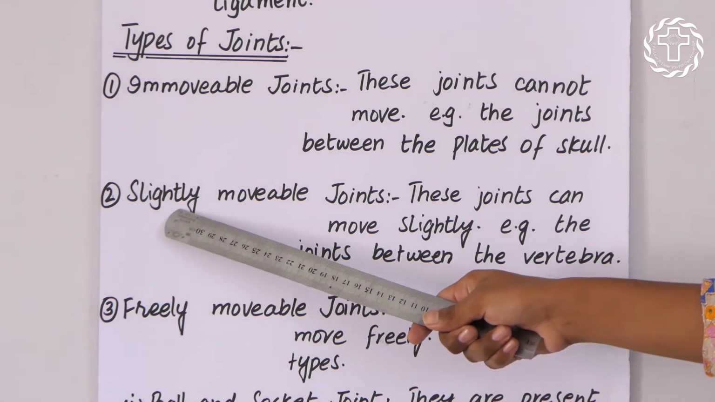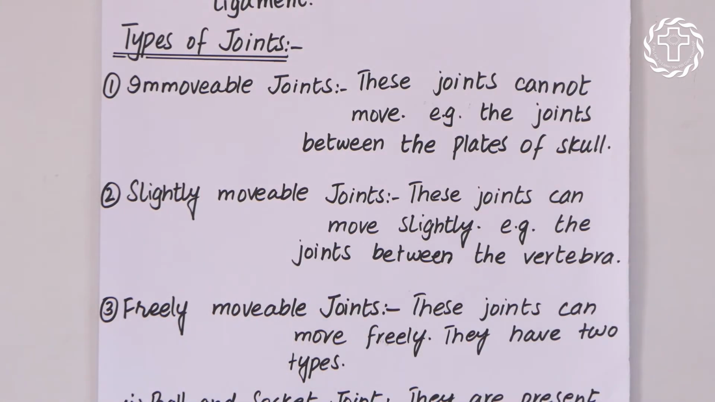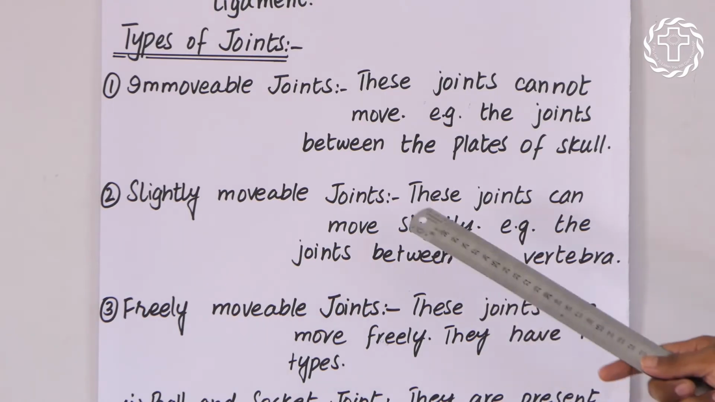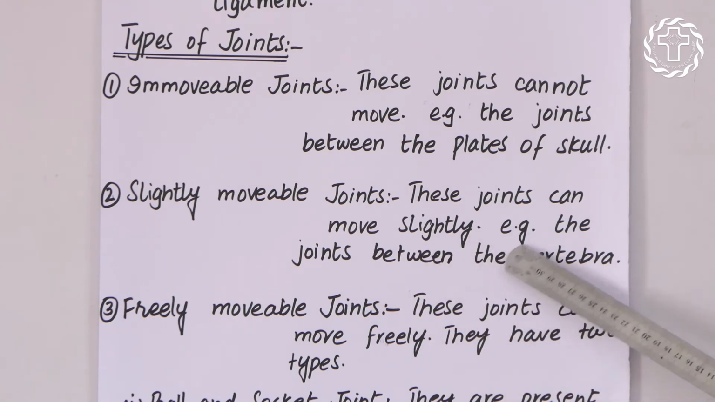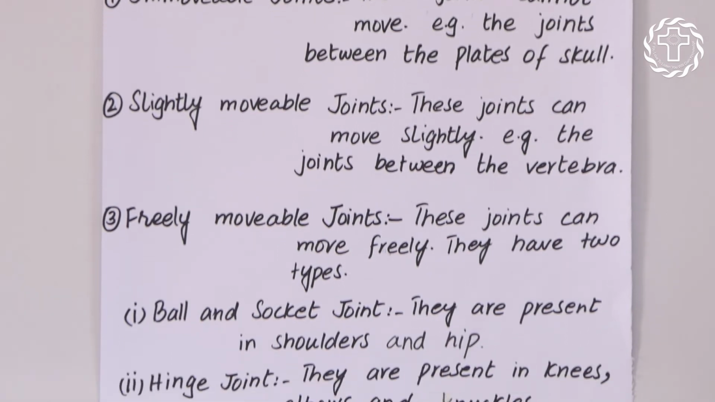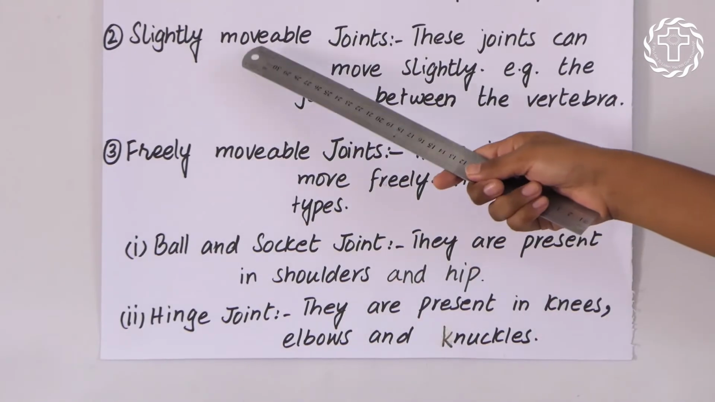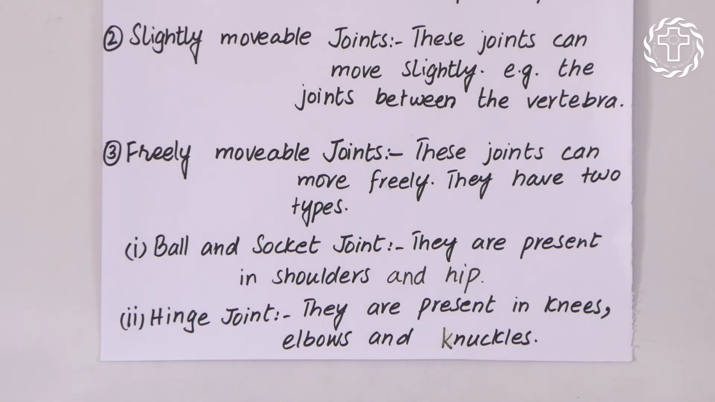Second one is slightly movable joint. Slightly means in a small degree. These joints can move slightly. For example, the joints between the vertebrae. बैकबोन के अंदर जो joints होते हैं वो बिल्कुल थोड़ा सा मूव करते हैं, उनको slightly movable joints कहते हैं.